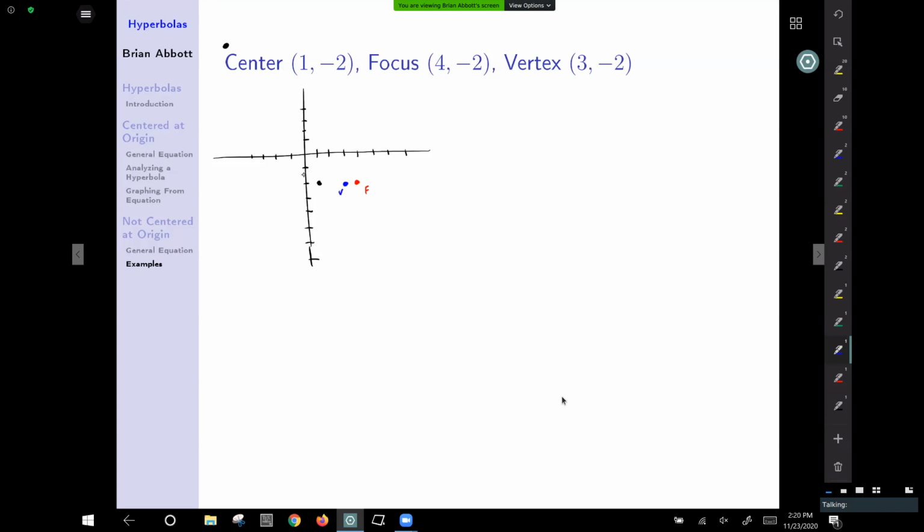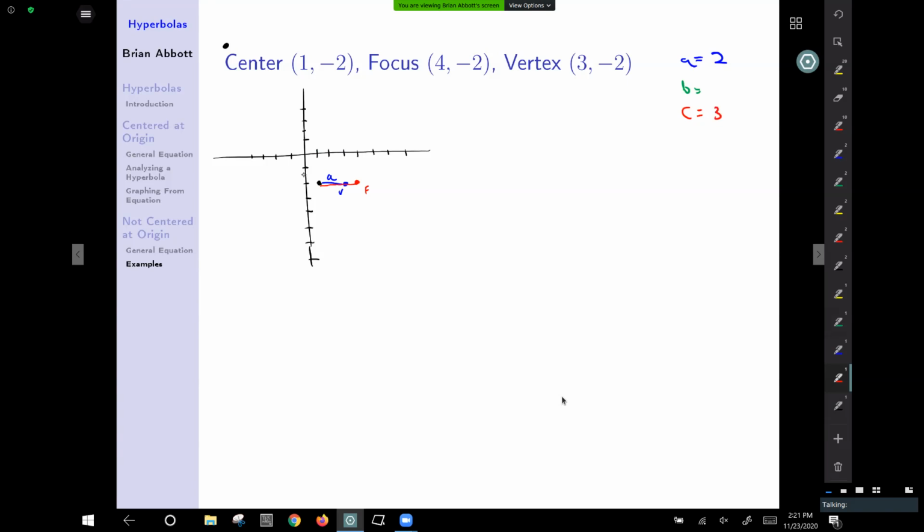I was off by one and it would have thrown the whole thing off, because I'm going to use this picture to figure out a, b, and c. Okay, so a is the distance between our center and our vertex. I can see from my graph that's a distance of 2, so a is equal to 2. b we don't know yet, we'll have to find. And c we can also find from our picture: c is the distance from the center to the focus. So it's 1, 2, 3. So I know c is equal to 3.